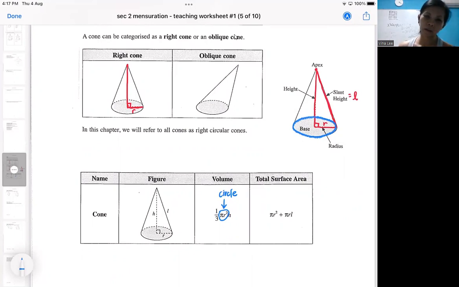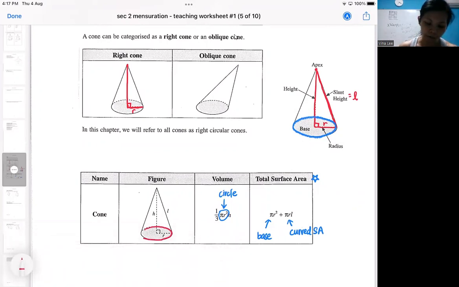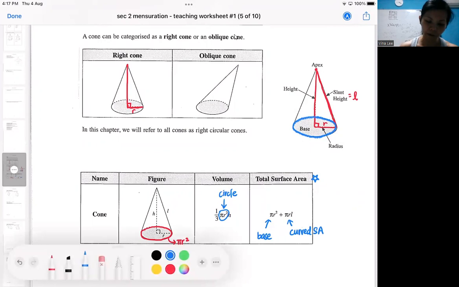Now for the surface area, there are two categories. We got the base, and we got the curved surface area. This is something that you need to take note of. There are two parts to the surface area, because sometimes you may not have the base. If the base is being covered up, you will exclude the base from the calculation of the total surface area. So this will be the base surface area, and this part will be the curved surface area.